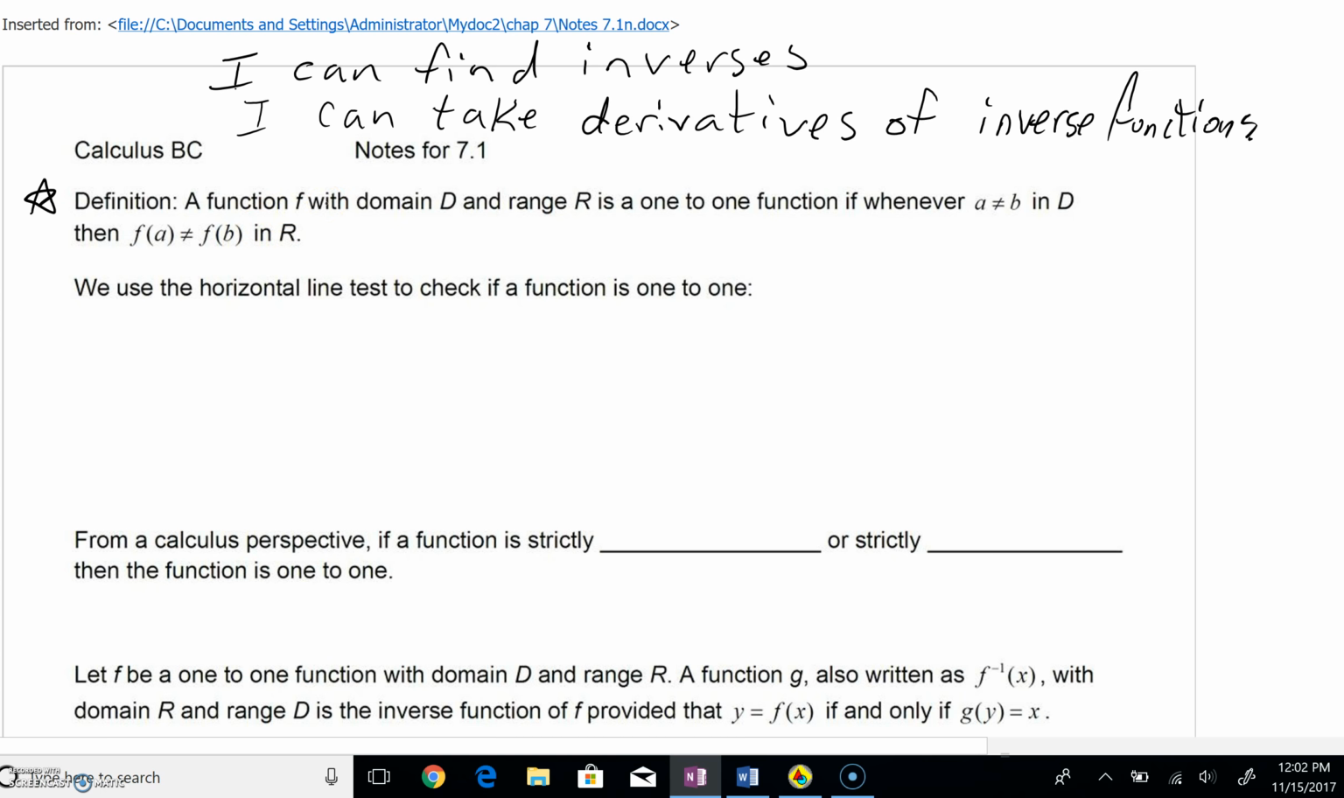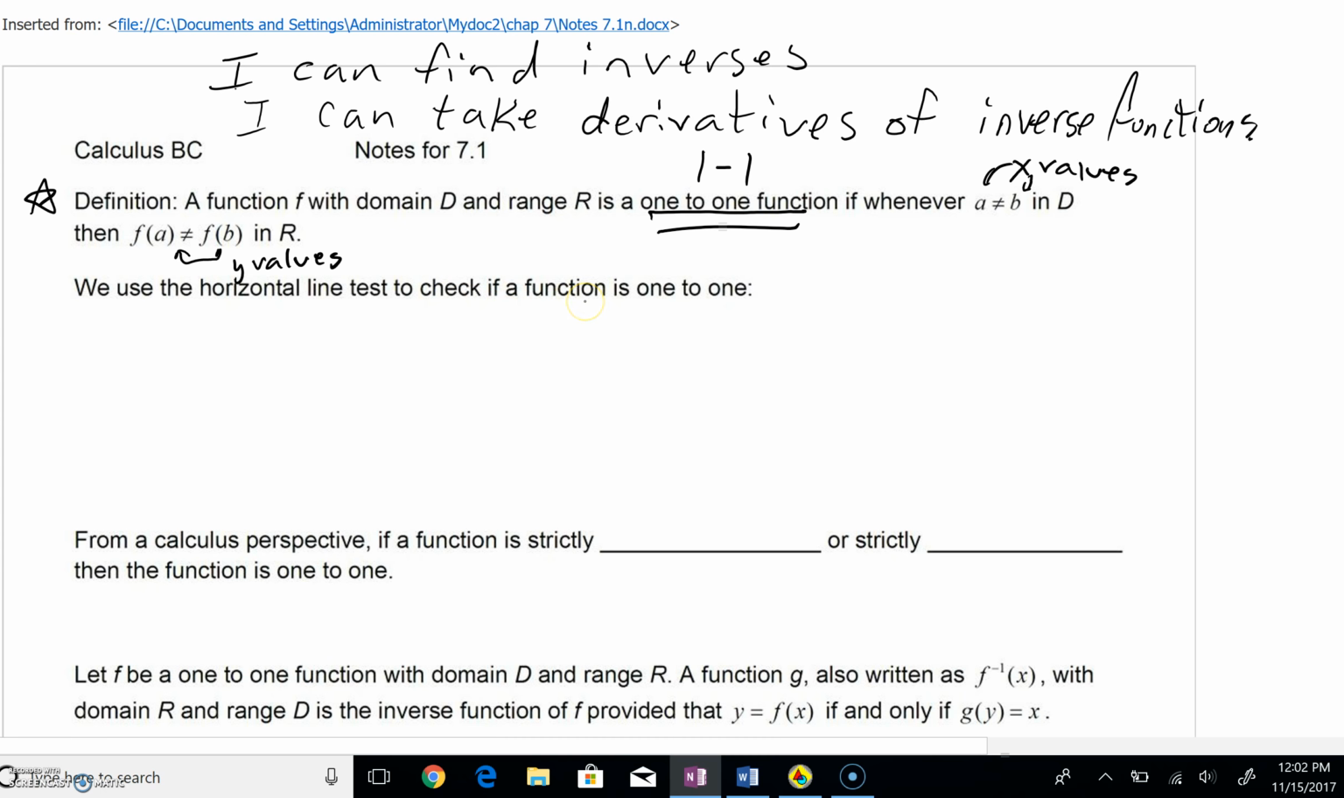A function f with domain D and range R is a one-to-one function. We could also abbreviate that with 1-1. If whenever a is not equal to b in D, in other words, these are x values right here, and they're different x values, that means these y values right here would have to be different as well. Have two different x values, their corresponding y values must be different.